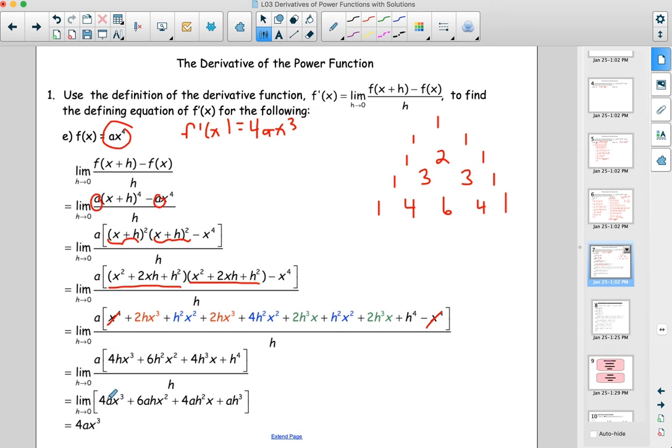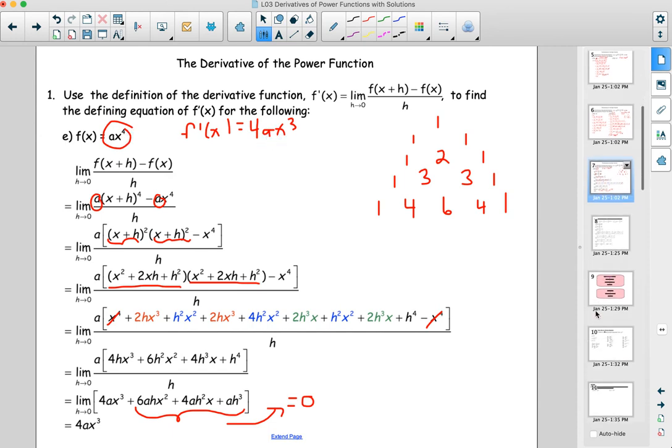Now expanding, multiplying by the a as well. 4a x cubed, get rid of an h there, times by a. We get 6ah x squared, get rid of an h here, multiply by a, 4ah squared x, and here, get rid of an h, multiply by a, I get ah cubed. Now, if you send h to 0, since all of these pieces involve an h, products of h's, they're all going to be 0, and we're just going to be left with 4ax cubed. So we've now proven that if f of x is a times x to the power 4, then f prime would be 4 times a times x cubed.